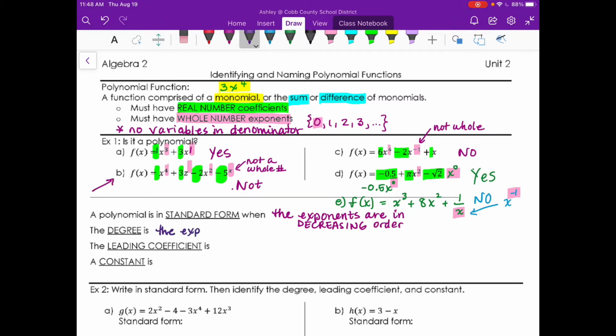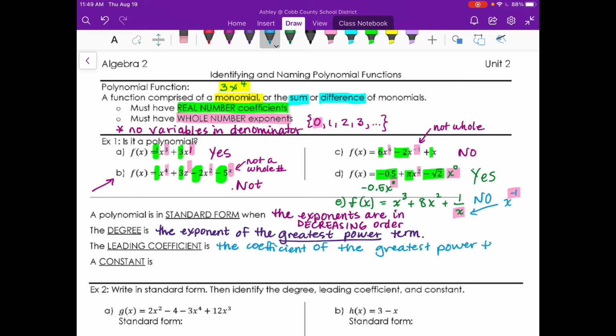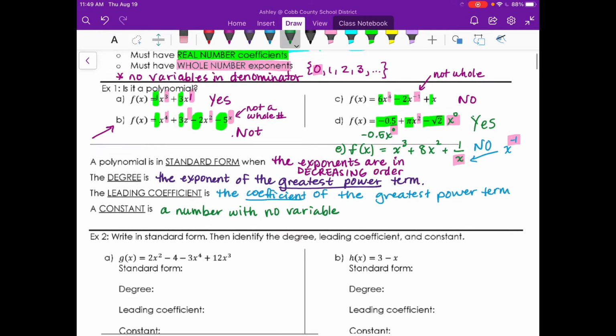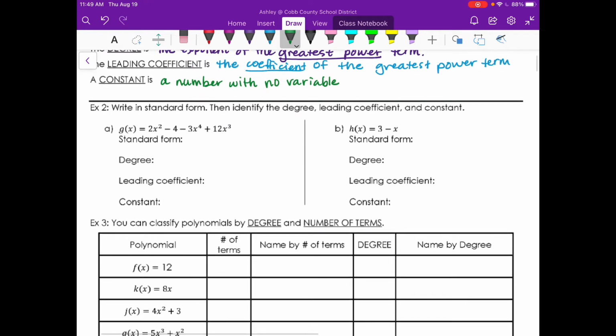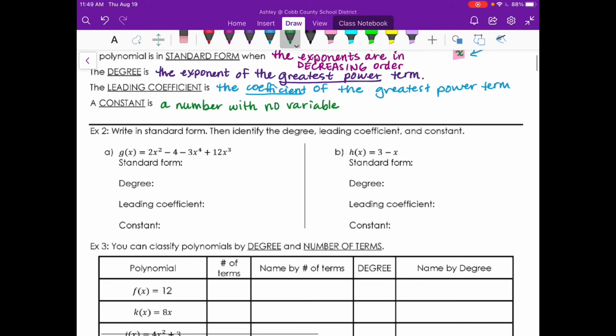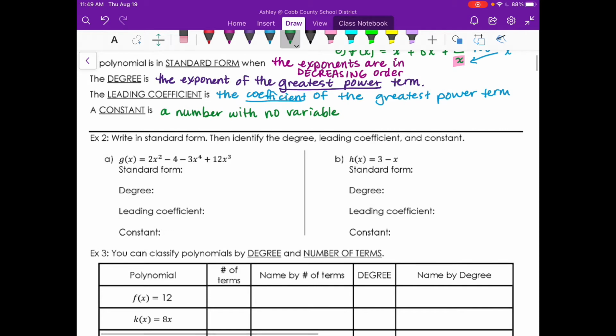The degree of a polynomial is the exponent of the greatest power term. The leading coefficient is the coefficient of the greatest power term. And the constant, or a constant, is any number with no variable. So for example 2, we are going to practice writing in standard form and identifying these things about a polynomial.